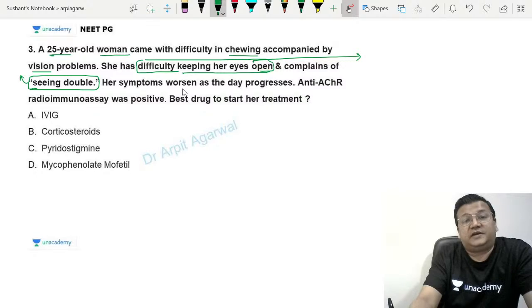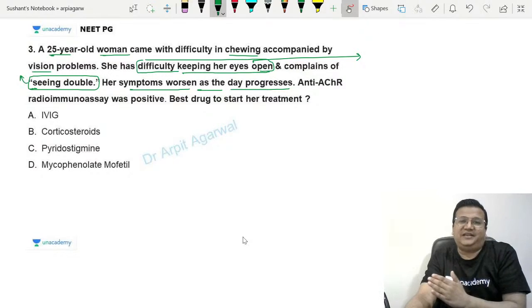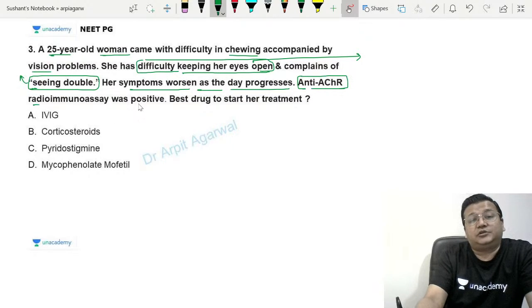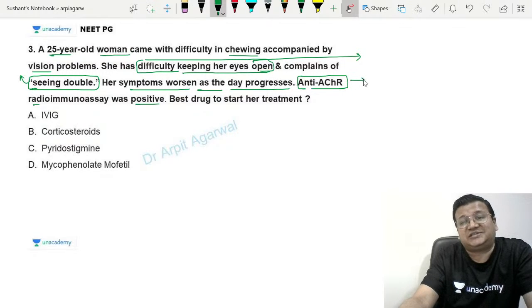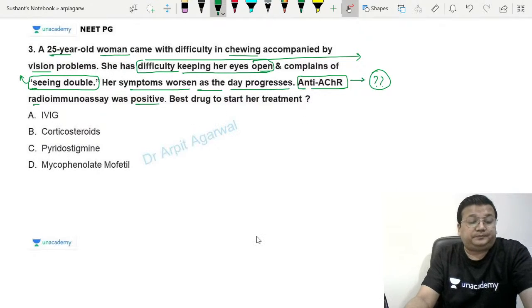Her symptoms worsen as the day progresses. Typical presentation. That means symptoms are mild in the morning, and towards the evening, symptoms are more. Anti-acetylcholine receptor radioimmunoassay was positive. What is the meaning? Which test is this? Which is the disease that this test diagnoses? Best drug to start her treatment.